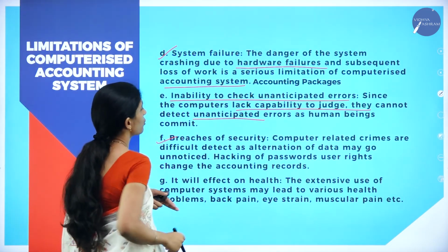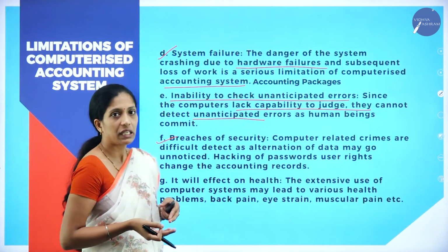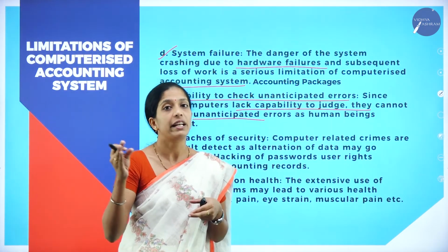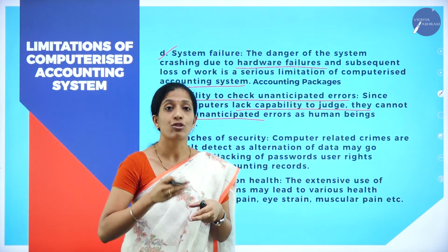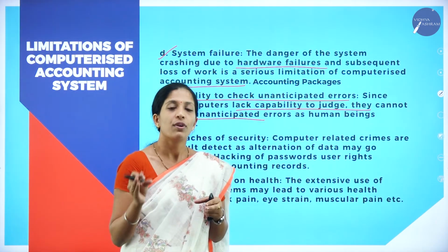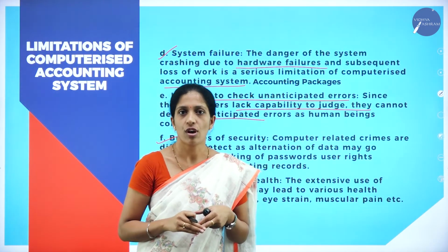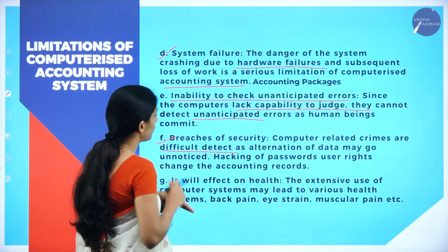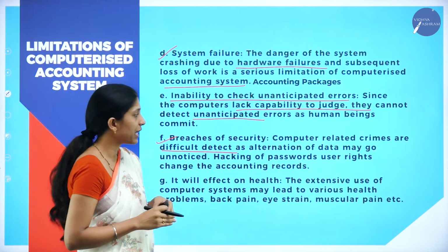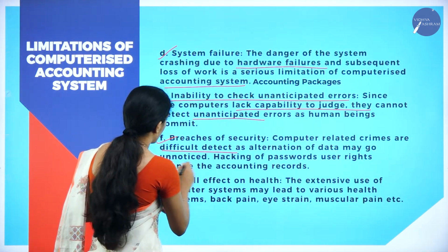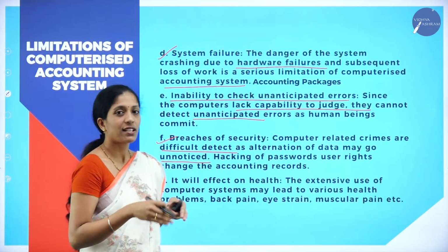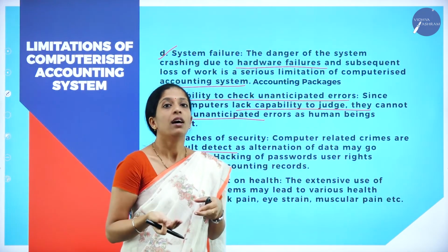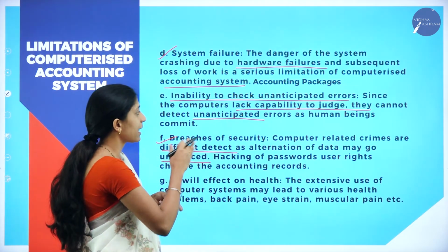Next one is breaches of security. Computer related crimes are common now. There may be chances of computer related crimes which ultimately lead to hacking of computers, which thereby leads to loss of information. Computer related crimes are difficult to detect as alteration of data may go unnoticed. Changes in the data may go unnoticed because of some changes or errors which are made intentionally.